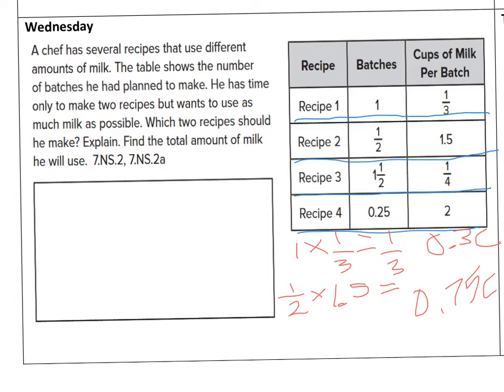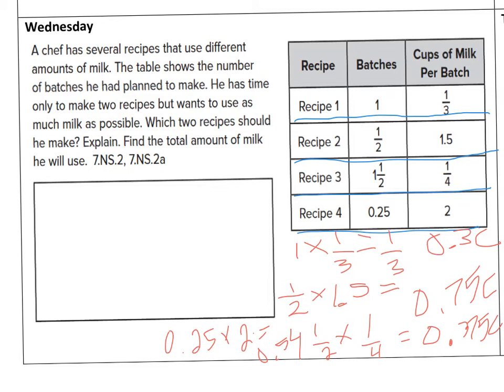Now for recipe 3, we see it's 1 1/2, and we multiply that by the 1/4, and this ends up as 0.375. And finally for recipe 4, we have 0.25, and we times that by 2, and that gives us 0.5 cups.